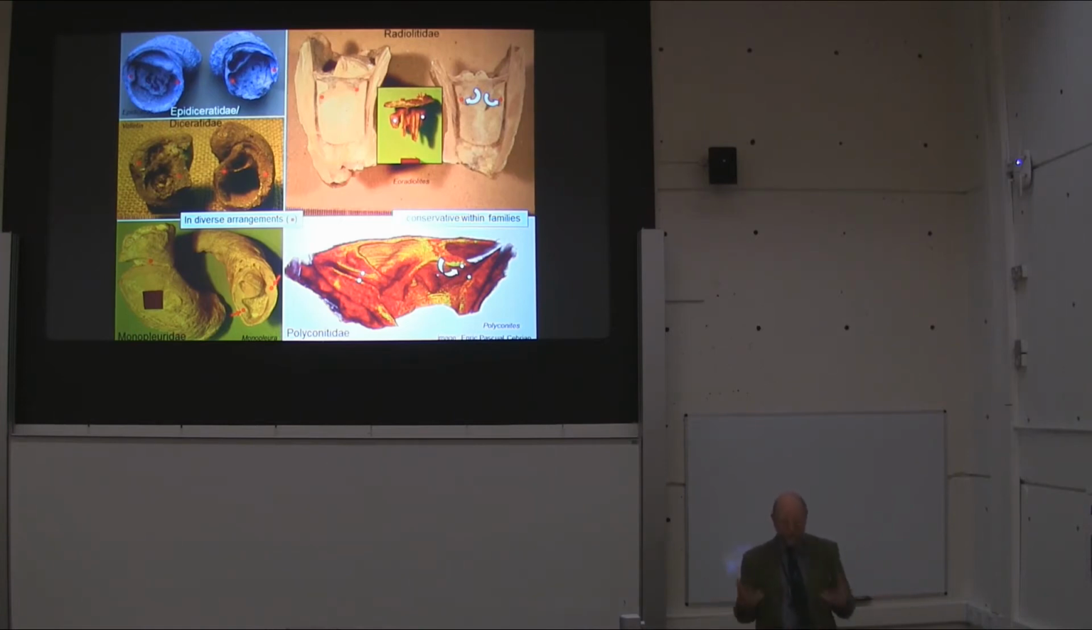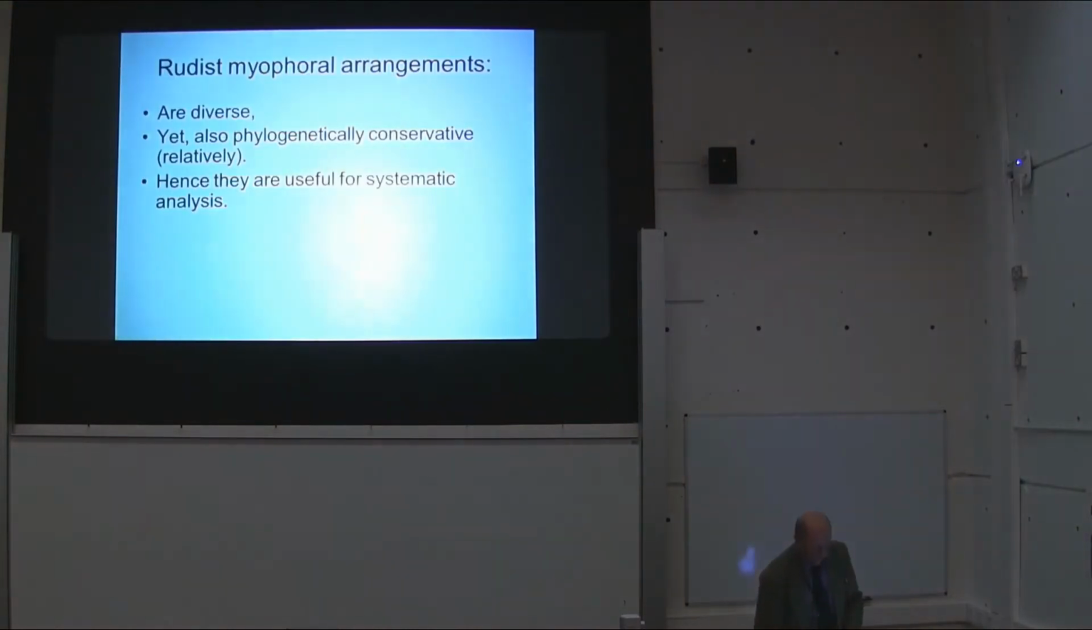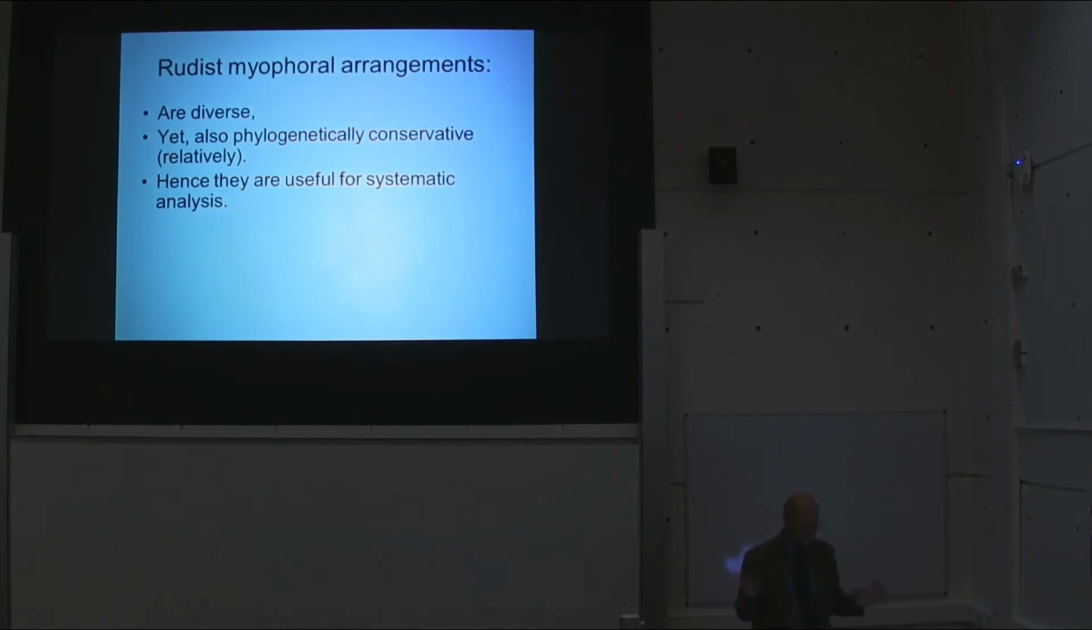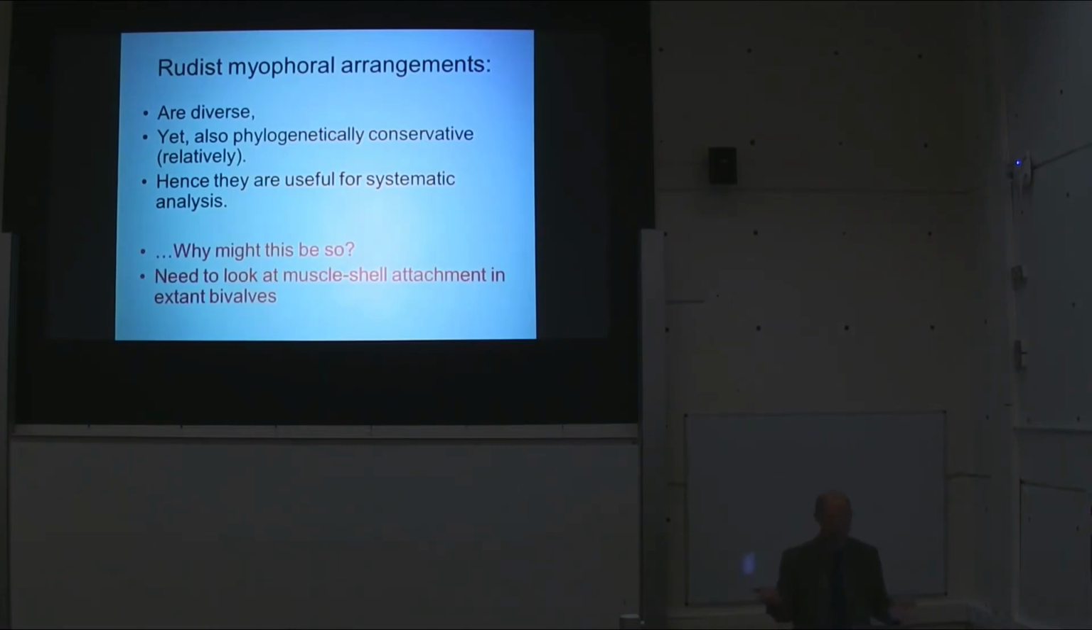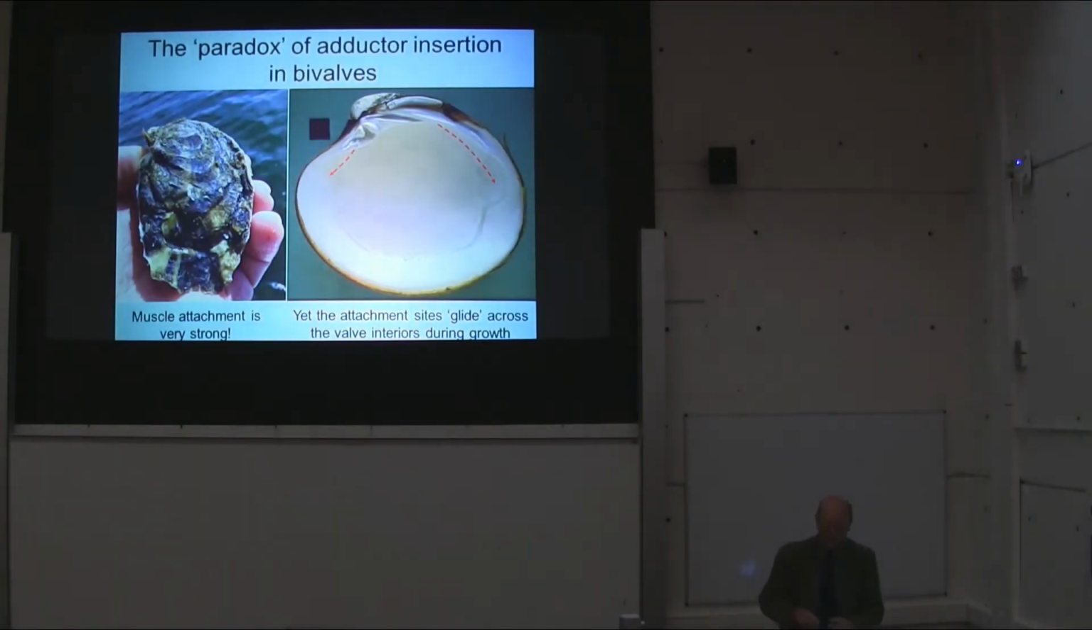So we see quite a diversity of myophoral arrangements in Rudists. So to summarize the story so far, we have diverse arrangements of the myophores in Rudists, but they tend to be phylogenetically conservative once within families, once they've settled, if you like, and so they're very useful for systematic analysis. But then the obvious question arises, why? And for that we need to look at living bivalves.